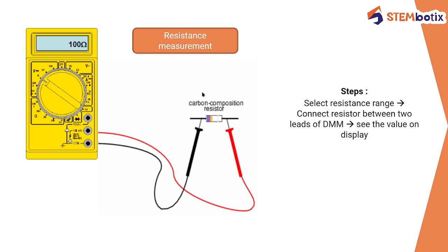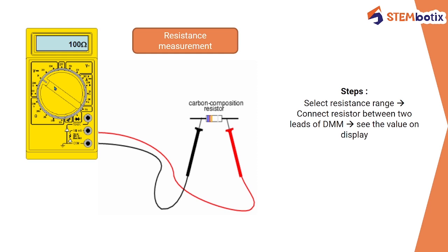So for an example, here you have a resistor. First you will connect this black probe to this common port. Then connect this red probe to this volt ohm port. Then using these two leads, connect the resistor in between. There is no concern about polarity, so you can connect either lead to either end of the resistor.